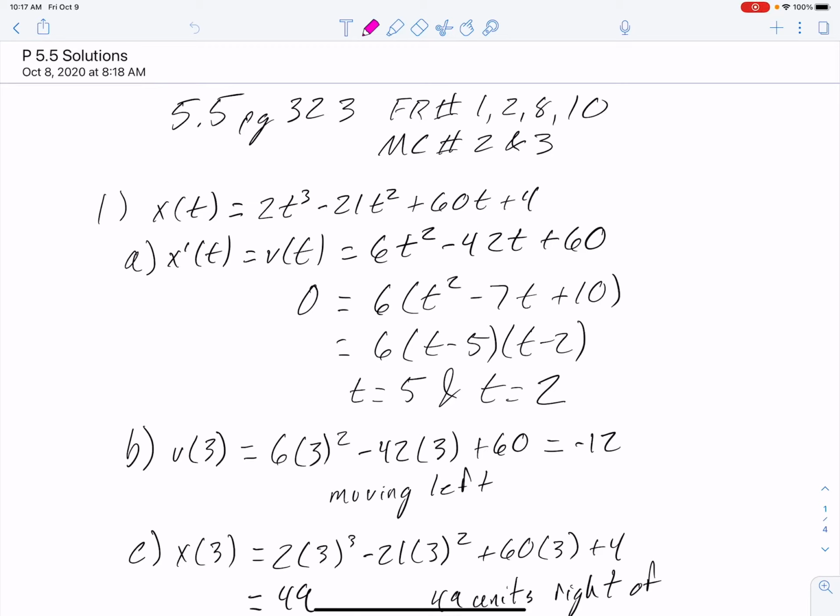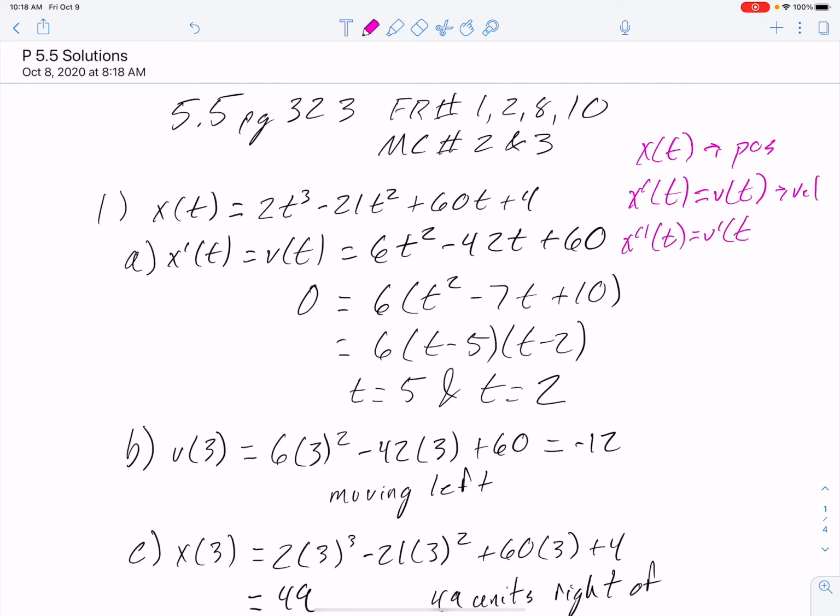All right, so let's take a quick look at the 5.5 homework, rectilinear motion, motion in a single plane. Again, key ideas coming out of this section is that we've got our position function, its derivative is velocity, so our velocity function. The second derivative of position is the first derivative of velocity, and that is our acceleration function.